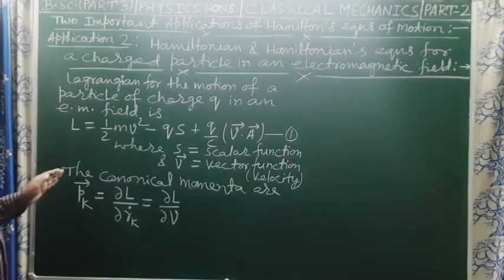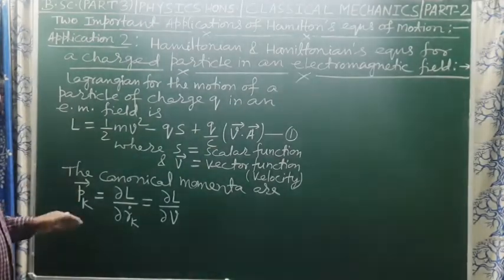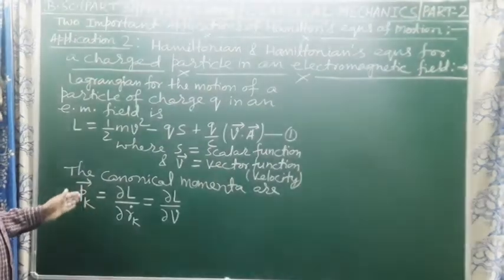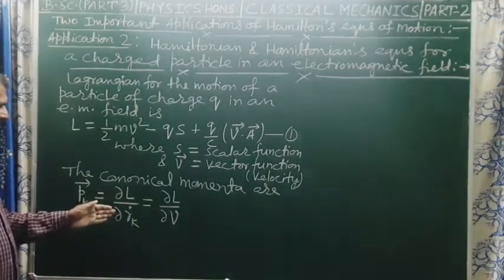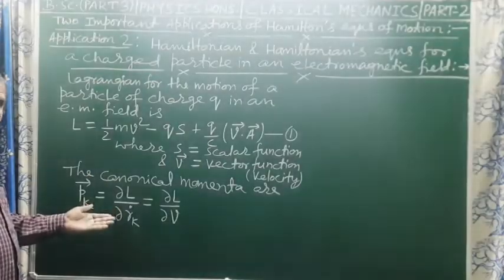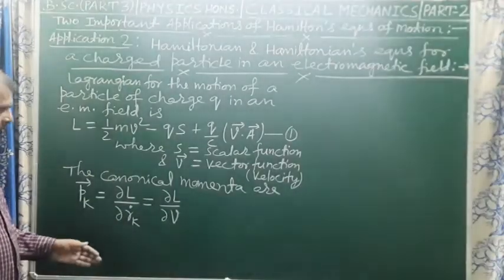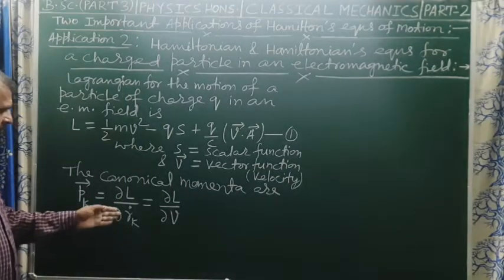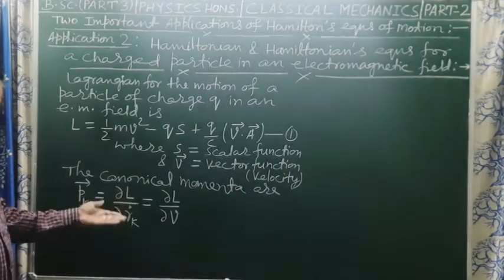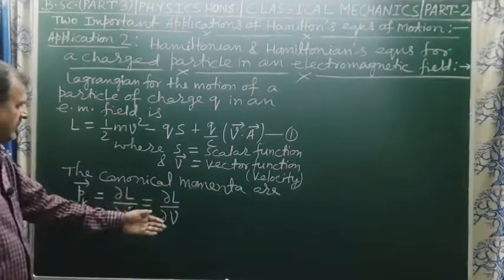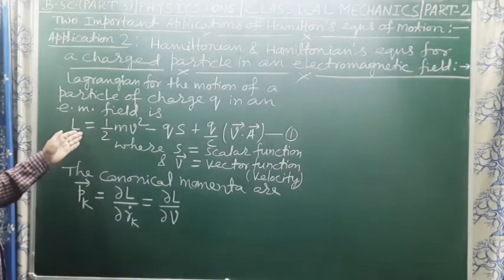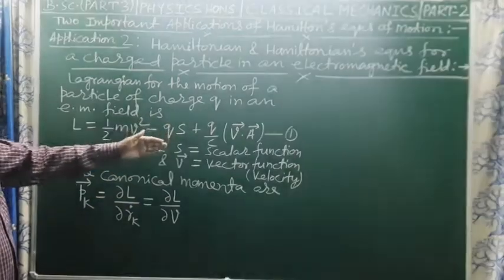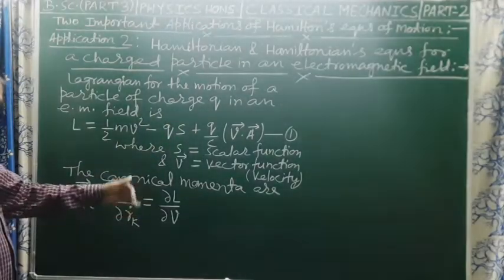Now the canonical momenta are given by pk, momentum. Since momentum is a vector quantity, pk vector is equal to delta L upon delta qk dot or delta rk dot. rk is position. In place of qk dot, we can write rk dot, and qk dot is velocity. So delta L upon delta v. So from equation 1 we can find delta L upon delta v, differentiating equation 1 with respect to velocity, qk dot is velocity.